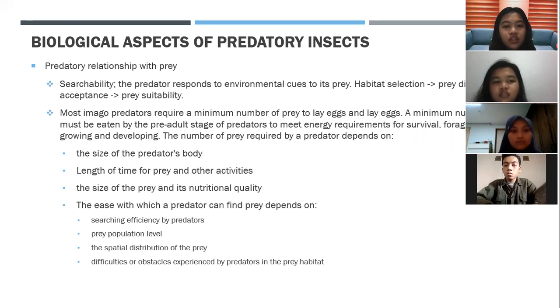The ease with which a predator can find prey depends on searching efficiency by predators, prey population level, the spatial distribution of the prey, and difficulties or obstacles experienced by the predator in the prey habitat.